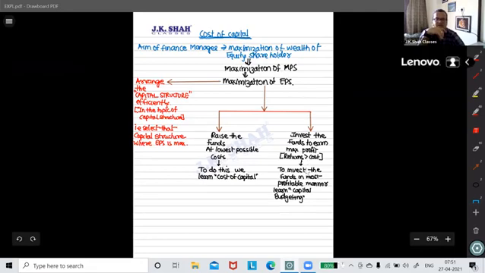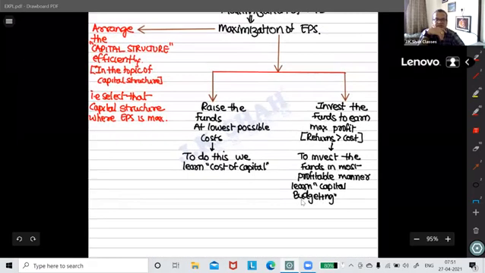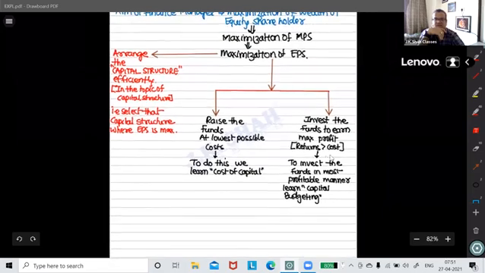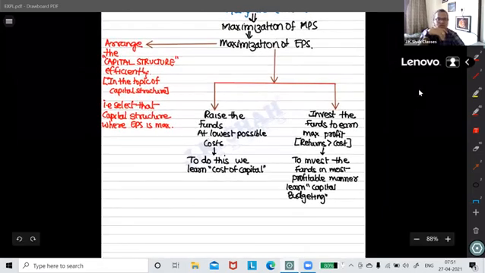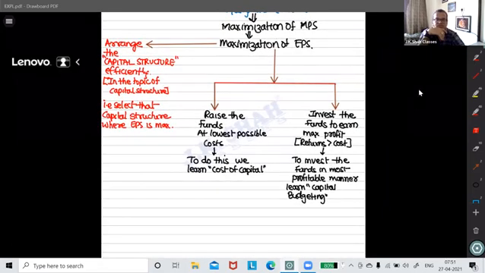Invest the funds to earn maximum profit. What we have written over here: to invest the funds in the most profitable manner. Learn what? Learn capital budgeting? No, so just clarifying the role. What we are going to learn in cost of capital: we learn how to calculate cost of capital. What would you do, calculating cost of capital?